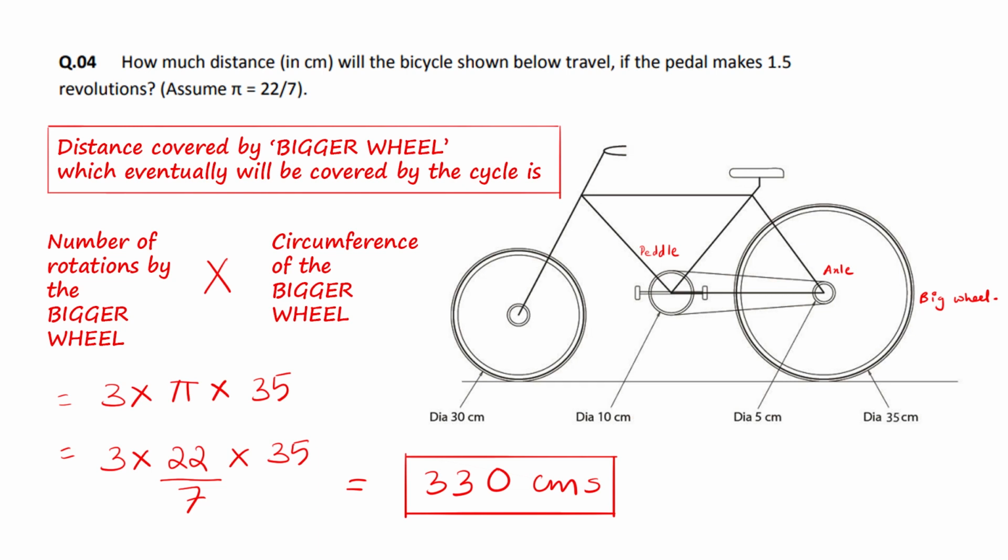So you know the number of rotations of the bigger wheel. Now you know the translational distance, the distance that the cycle will cover, because in 1 rotation it will cover the circumference, which is pi d. Here d is 35 centimeter and pi is whatever you take, 22 by 7 or 3.14. So here if you consider 22 by 7, because it will cancel out with 35. So number of rotations is 3 times 22 by 7 times 35, which is, I don't know, you calculate. But it is 330.